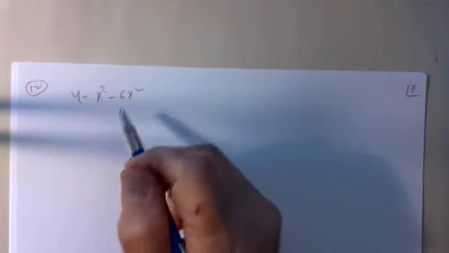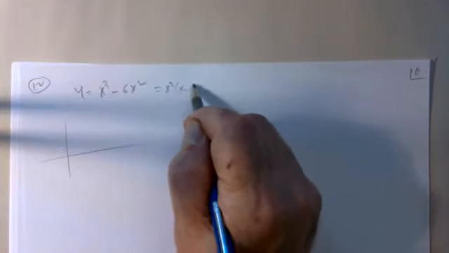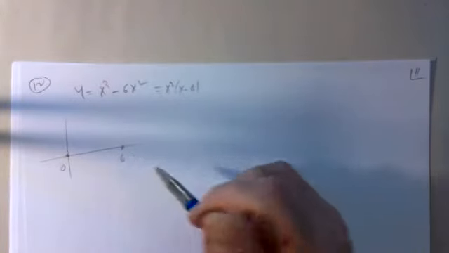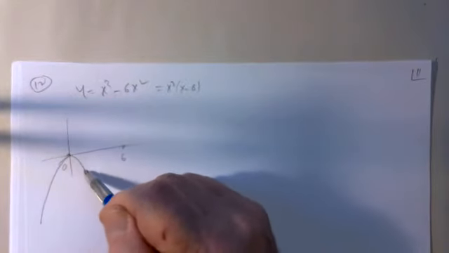Number 12, we have y equals x cubed minus 6x squared. This is a pretty cubic curve. Actually you can see this is the same as x squared times x minus 6. So this is 0 at 0 and 0 at 6. And a cubic curve generally goes up, comes down, goes up again. And we want to find where it's concave up and down and where it has inflection points.